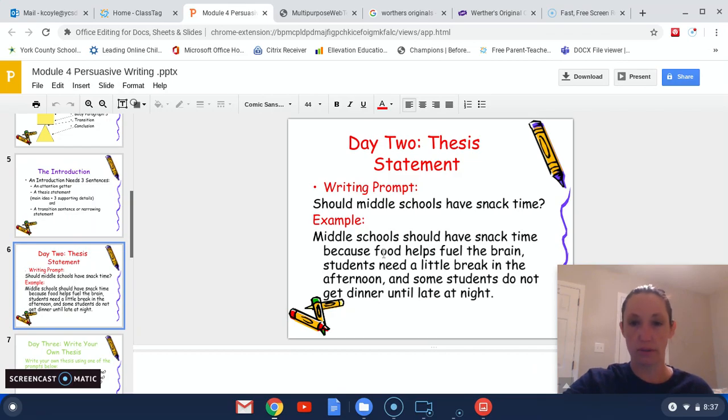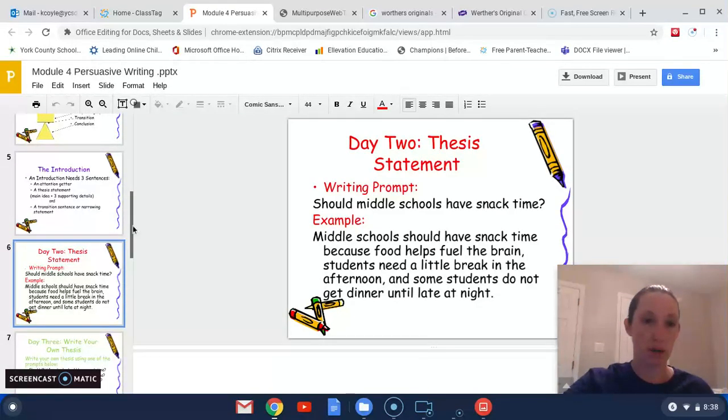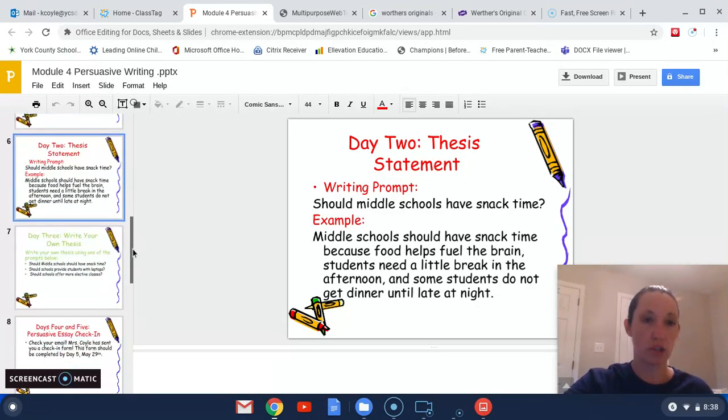So here we go again. Let's just go through it one more time. Body paragraph 1, food helps fuel the brain. Body paragraph 2, students need a little break in the afternoon. And body paragraph 3, some students do not get dinner until late at night. So those would each be a separate paragraph, and I would write more information to support those ideas, some supporting details.